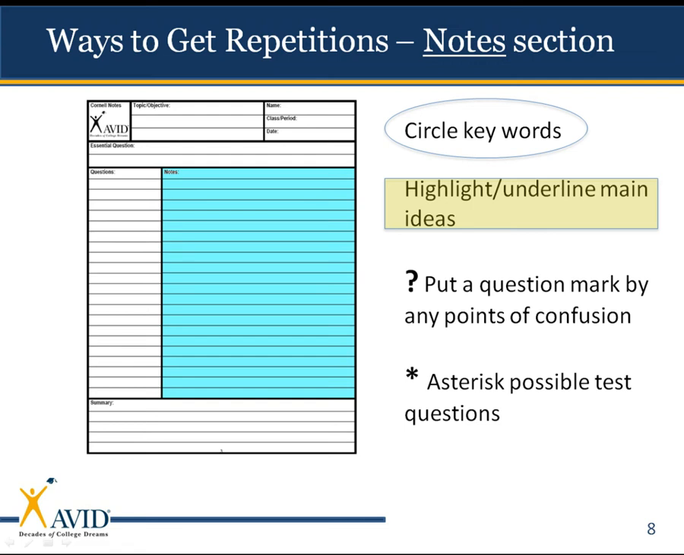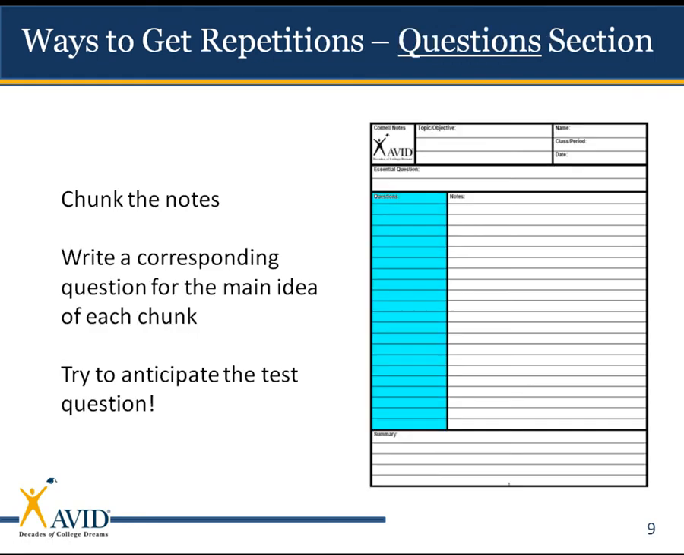As you read through your notes, if you identify something that you're a little bit confused about, maybe put a question mark there. And then as you're looking through your notes again, saying, hey, the teacher said that's going to be on the next test, let me put an asterisk there to make sure I know that that's going to be a possible test question. That's 4 options for repetitions using the notes section.